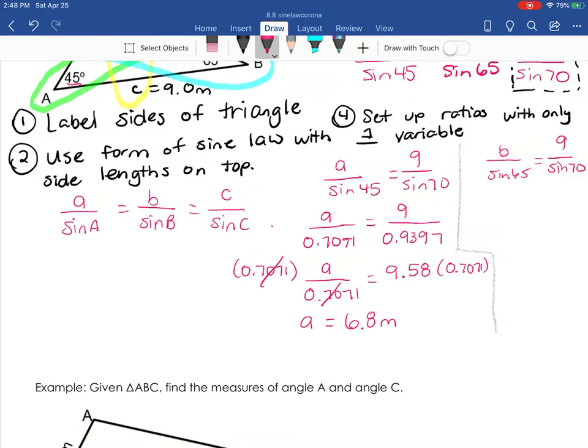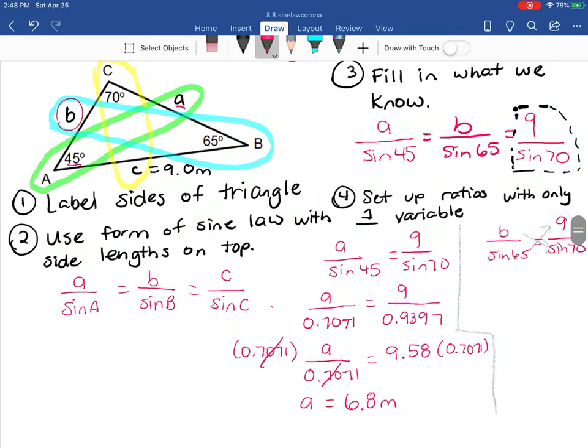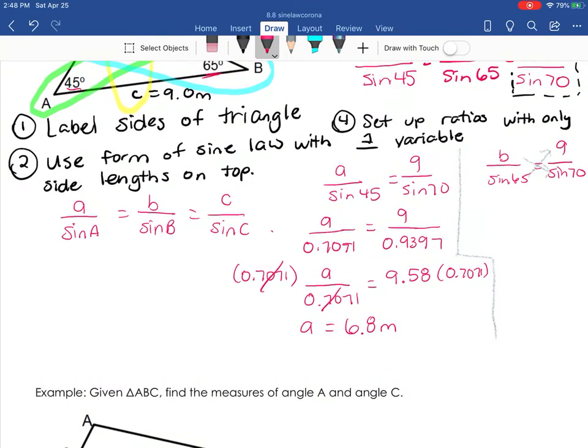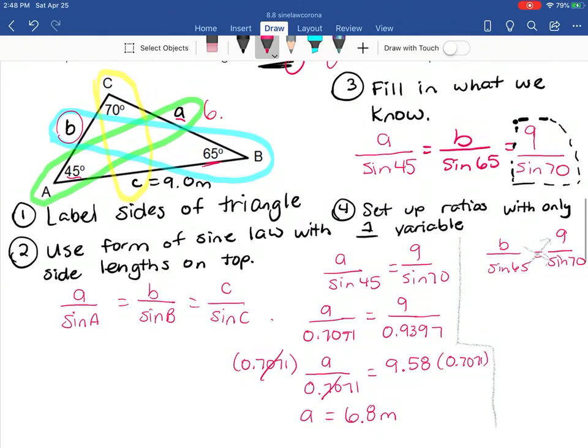And now let's do this one over here. So like I said, I'm going to leave the letters in. And this one, I'm actually going to do thinking of it like cross multiplying, okay? So I'm going to do it a little bit differently. So we're going to do B times sine 70 and 9 times sine 65. It does not matter what you prefer, okay? But this time, why am I doing 65? Because now I'm doing side B, and across from B is 65. So I'm doing the second ratio.